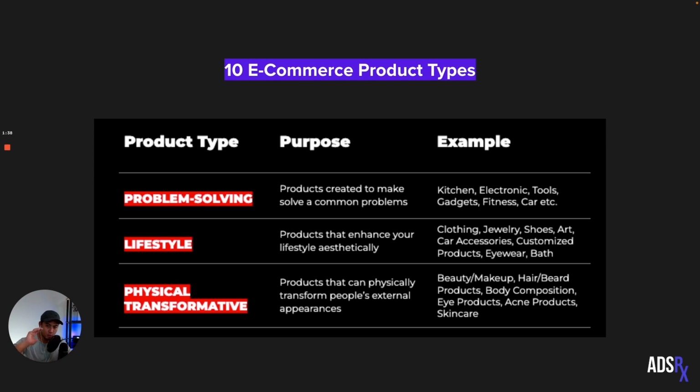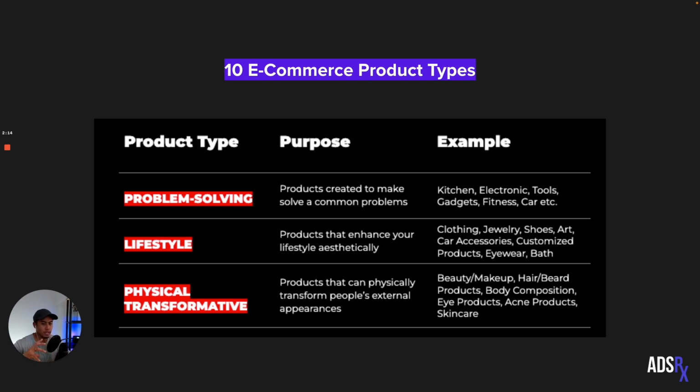The products are meant to solve a problem, right? So you've got kitchen gadgets, electronics, tools, fitness, cars, whatever. That is your typical as seen on TV or problem solution. Very, very common one. Number 2 is your lifestyle. This is products that enhance your appearance, your aesthetics, right? This is clothing, jewelry, shoes, art, car accessories, all the artistic stuff. That's lifestyle.